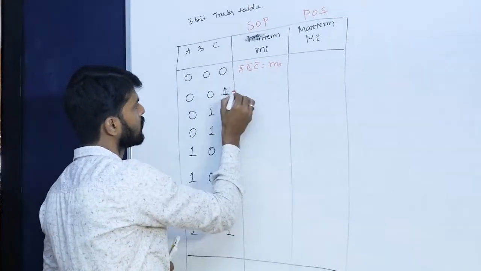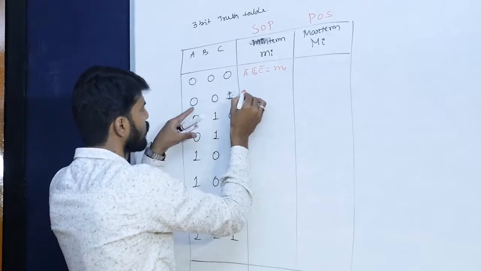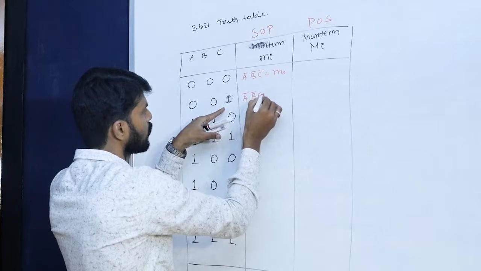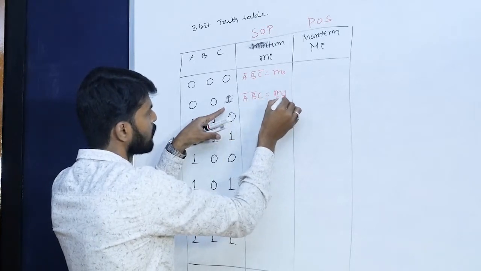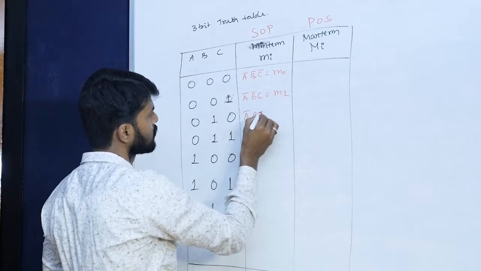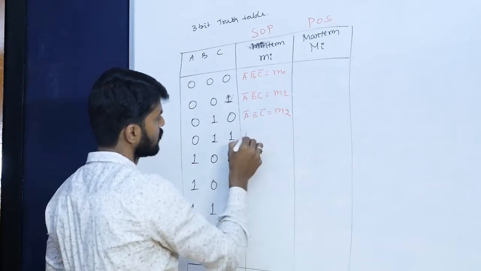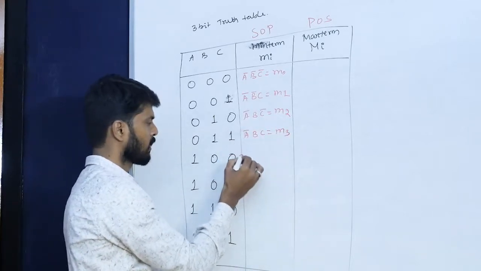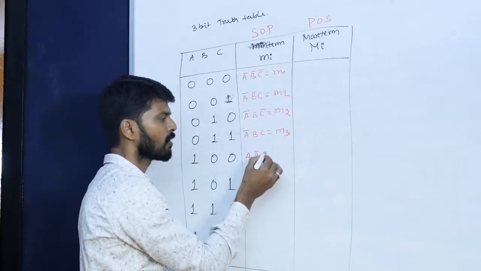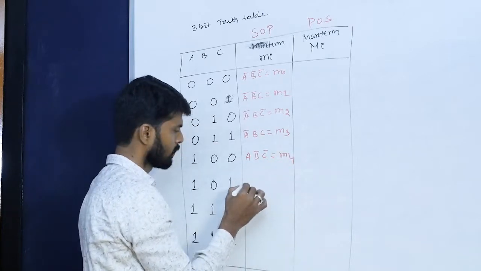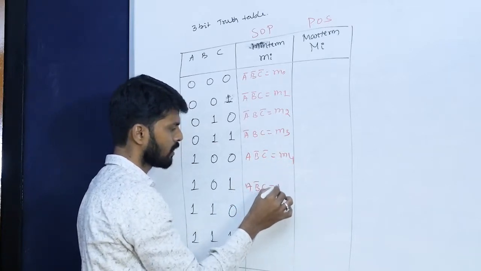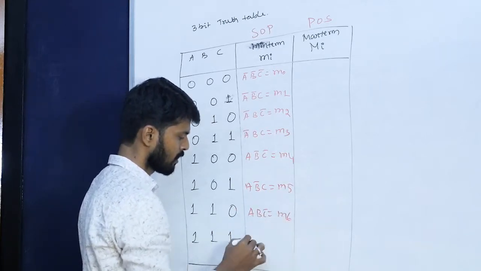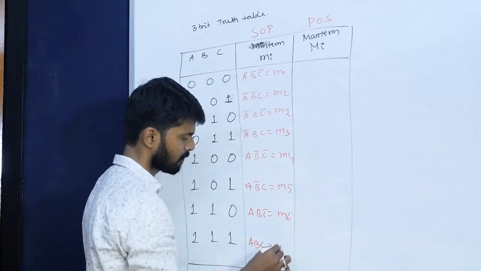Similarly, how to represent 001? 0 is represented with the complement of the variable, again 0 the complement of the variable, and 1 is the normal form, no complement. This is m1. Similarly, this is A bar, B, C bar, m2. This is A bar, B, C, m3. This one I am representing with A, B bar, C bar, m4. This is A, B bar, C, m5. A, B, C bar, m6. This is A, B, C, represented with m7.